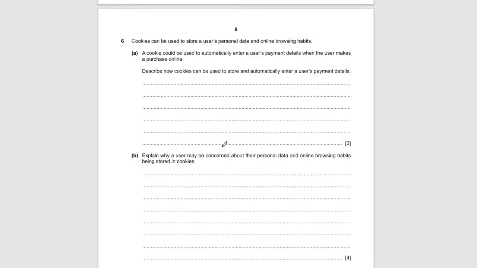Let's not waste time. Cookies can be used to store a user's personal data and online browsing habits. Okay, a cookie can be used to automatically enter a user's payment details when the user makes a purchase online. Describe how the cookies can be used to store and automatically enter a user's payment details. So basically we have to describe how cookies work.